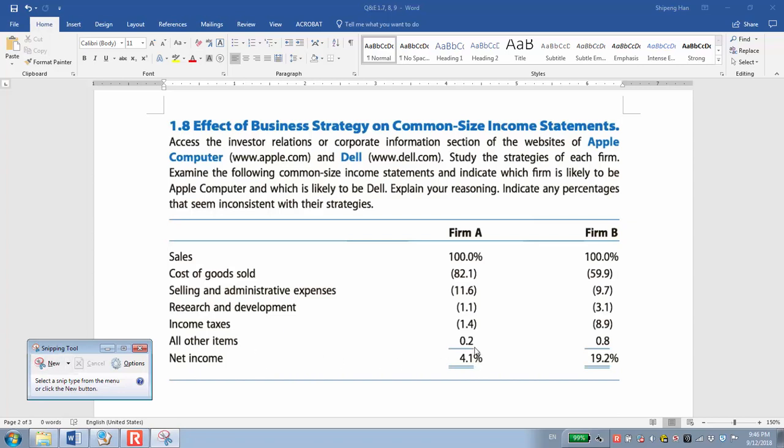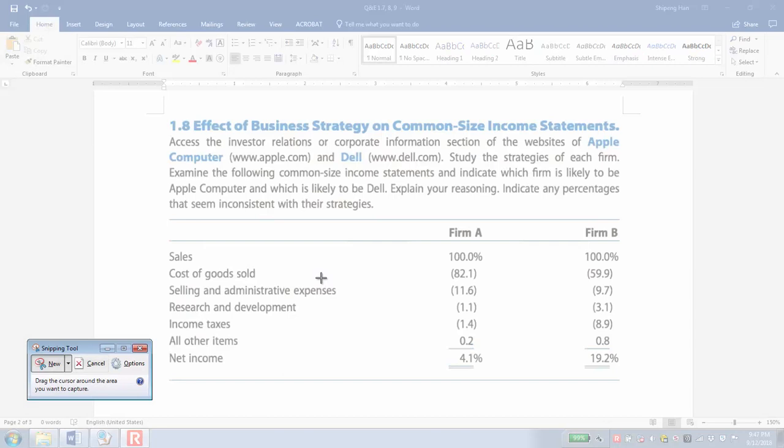Actually, it is Dell. We can also identify these two firms from other indicators. For example, cost of goods sold for firm A is 82%, for B is 60%, right? So who spends more money on production? Or who adds more value to their product? Right? So of course Apple adds more value, right? So it can have a higher price, so it can enjoy greater gross margin.